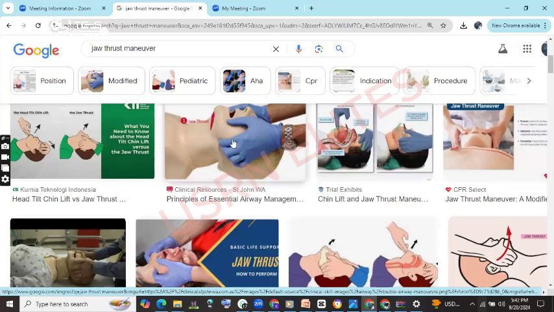Then you push it up, okay. It's a jaw thrust. You see the direction. You push it up, and you open the person's mouth. So when you push it up, the occiput will come a bit down, then the neck is straightened. So when you do that, in a real life situation, you see the neck very straight or almost straightened.